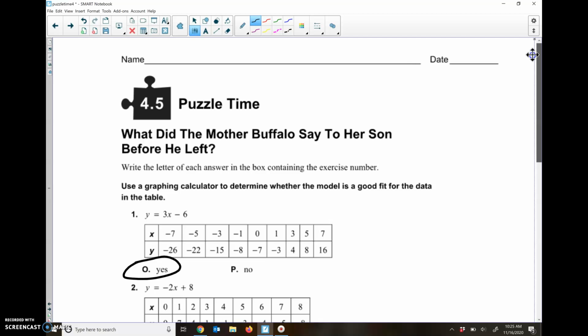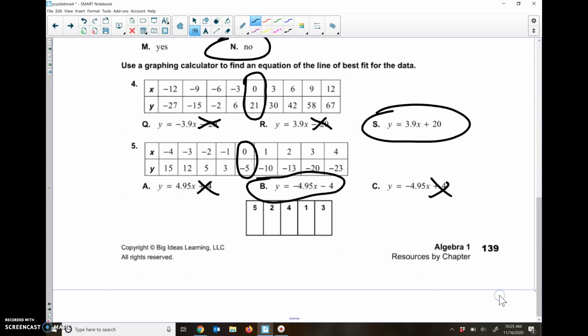All right, so the answer to the joke then, what did the mother buffalo say to her son before he left? She said, "Bye, son."